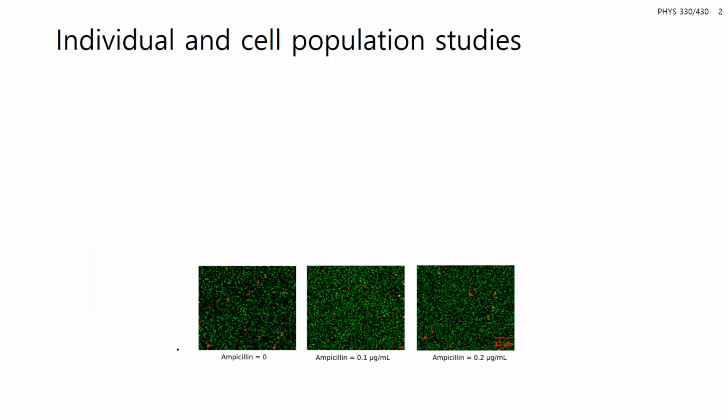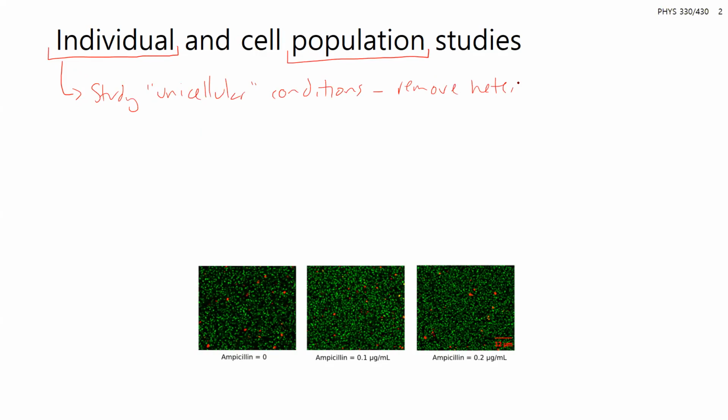And when I'm categorizing cell techniques and methods, I kind of split them up in my head into doing something at the population level versus the individual cell level. For the individual cell level, we touched upon this on Tuesday: if you can study under unicellular conditions, you can remove the heterogeneity that's present in tissues or multicellular environments.